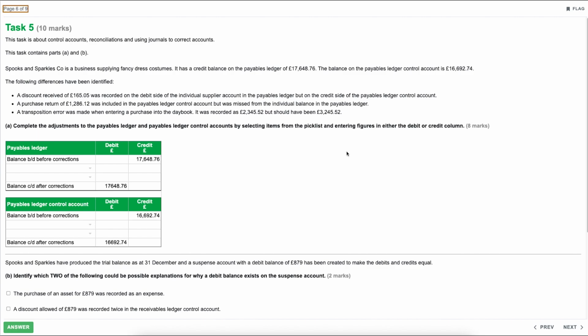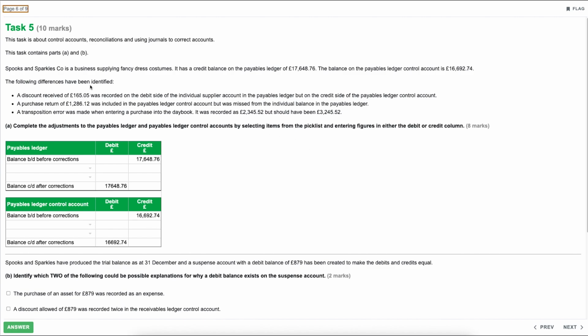Now, it's correctly gone on the debit side of the individual supplier account in the payables ledger, so that is correct, but it's gone on the credit side of the payables ledger control account. So not only has it not been recorded on the debit side, it's actually also been recorded on the credit side, which means that the difference has been doubled. If it had just been missed out, we could have just entered it on the debit side. However, because it's gone on the credit side, we need to double up the amount to both reverse the transaction that's gone to the credit side and put it in on the debit side as it should have been.